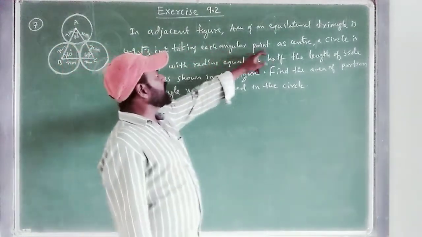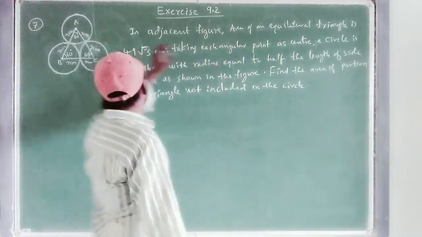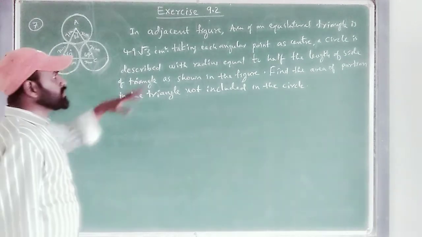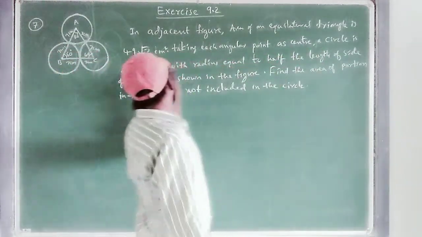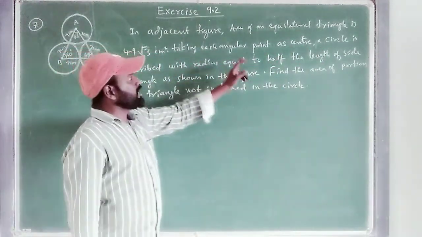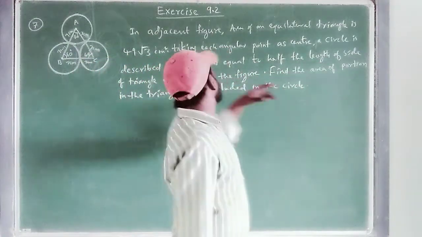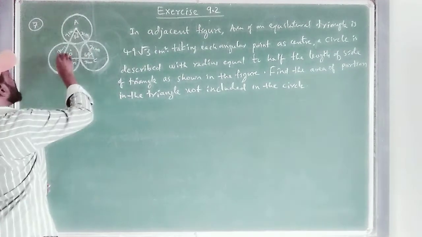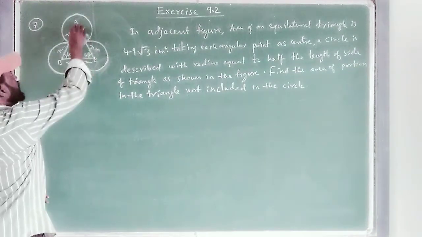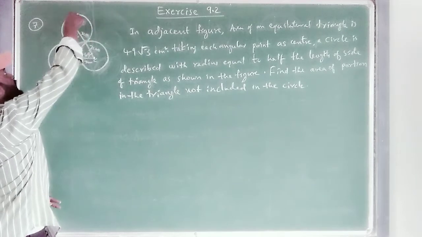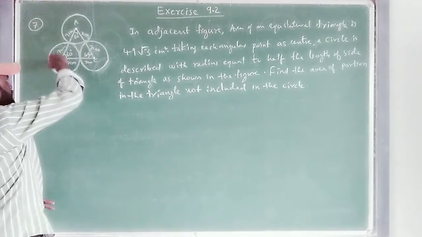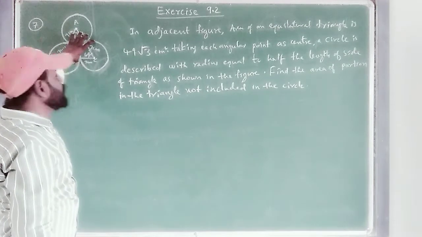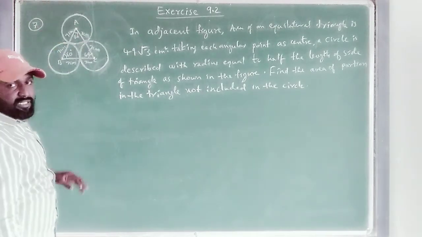Taking each angular point as center, each angular point means here A, B, C, these are the angular points, a circle is described with the radius equal to half the length of the side of the triangle. That means this is one angular point, this is one angular point, this is one angular point. At each angular point as a center, a circle is drawn. In total, 3 circles have been drawn at the vertices of the equilateral triangle.